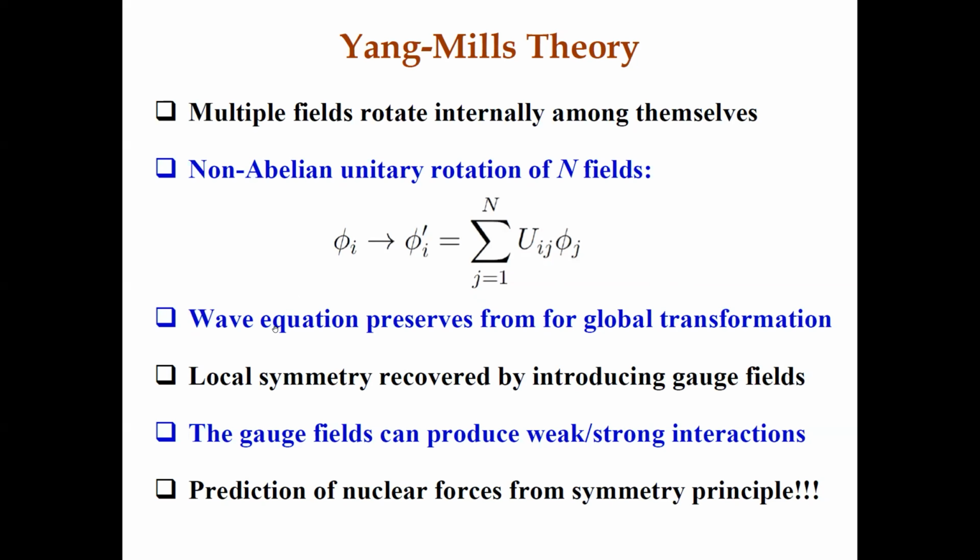So the wave equation, the local symmetry can be recovered once again if you make this U a function of space-time. You can recover it by introducing gauge fields, and look, you can have a configuration such that these gauge fields will behave like the weak and strong interactions. So not just electromagnetism and gravity, from symmetry principles you can also predict the existence of weak and nuclear-like forces. These are called Yang-Mills theories.